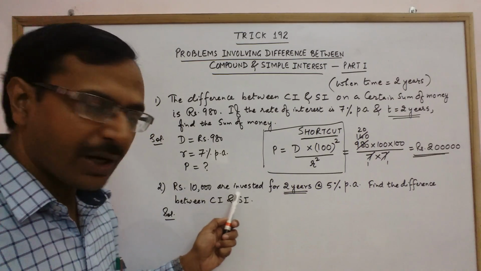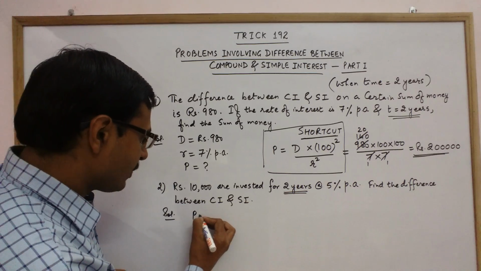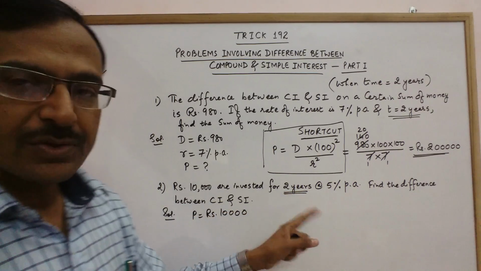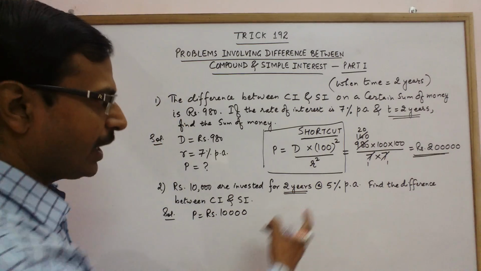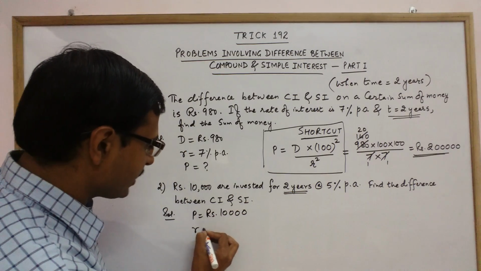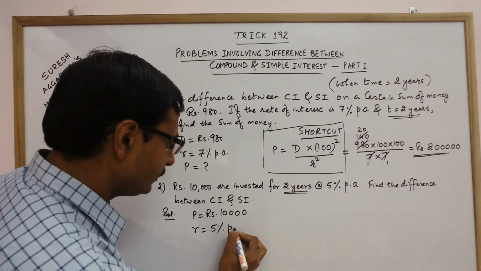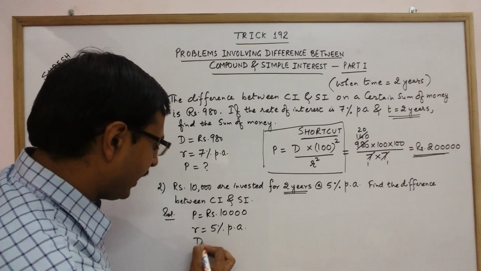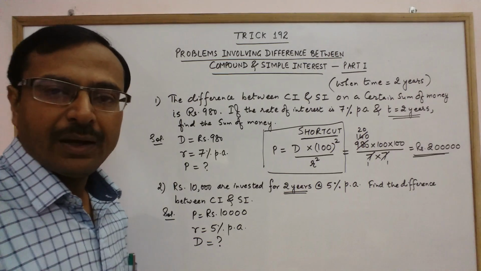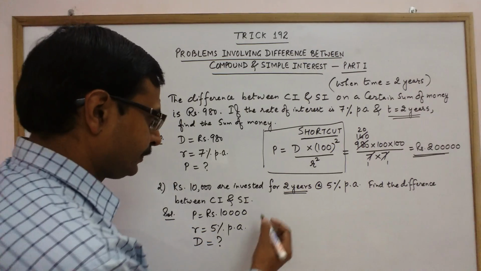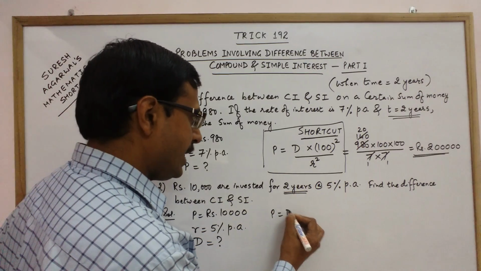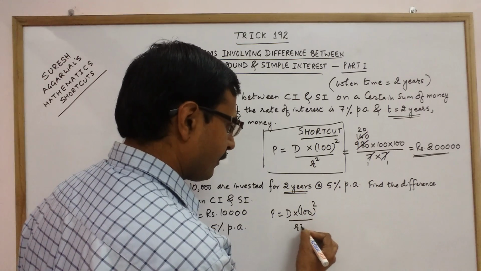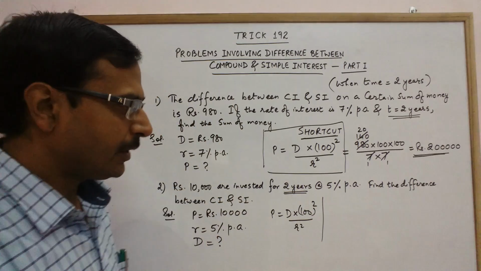Rupees 10,000 are invested, so principal amount is rupees 10,000 for 2 years. Obviously time is 2 years at the rate of 5% per annum, so R is 5%. Find the difference between CI and SI. Now this time we need to find D. Now again use the same formula, P equal to D into 100 square upon R square. Now this is the formula.